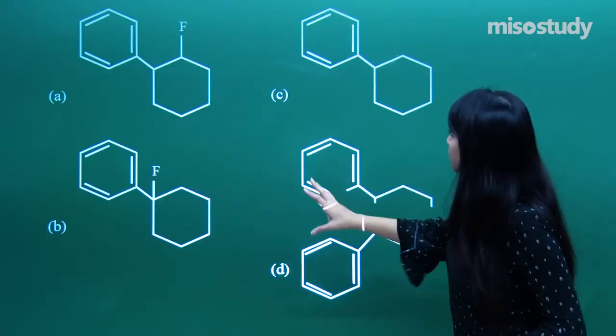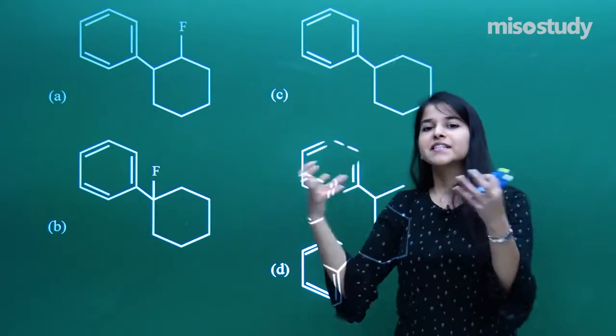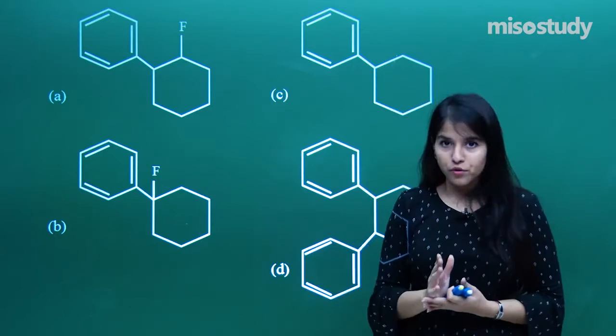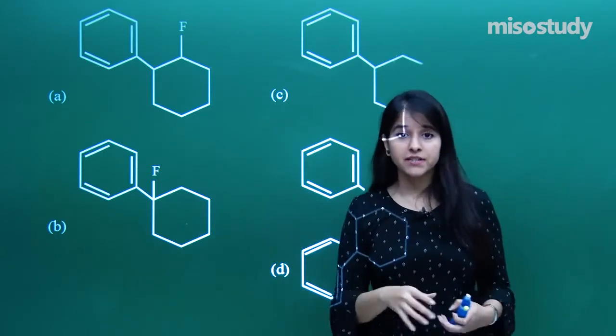So I've got 4 options over here. If you see, the two rings are getting connected. So that is what we want. So the 2 rings are getting connected. Let us just see how we can proceed in the reaction.